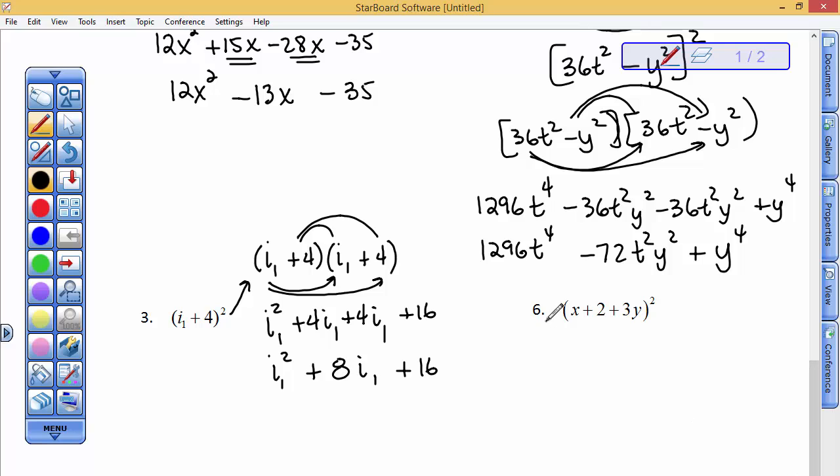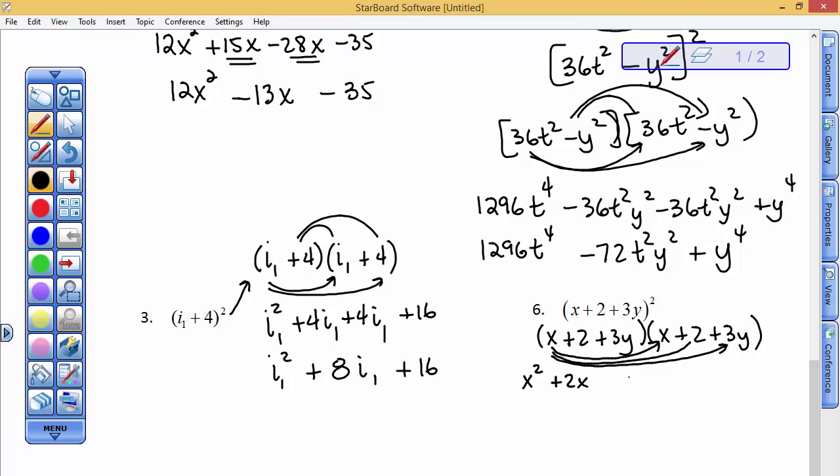This last one's pretty challenging. It's essentially take x plus 2 plus 3y and take every one of those terms and multiply it by all three of the terms in the second trinomial. So I sometimes will space these all out. So x times x is x squared, x times 2 is 2x, and x times 3y is 3xy.